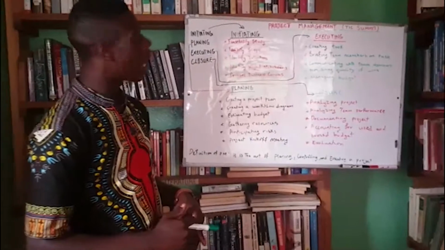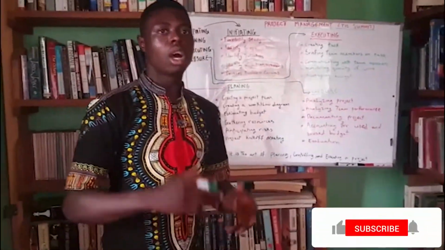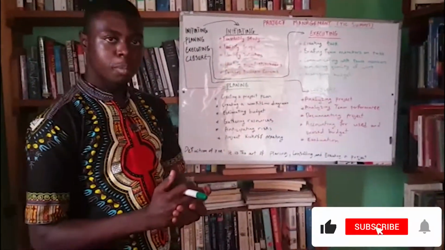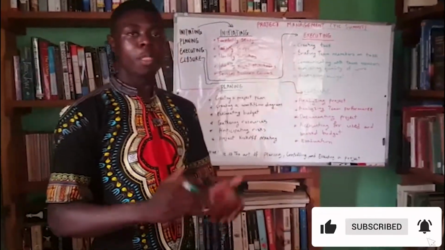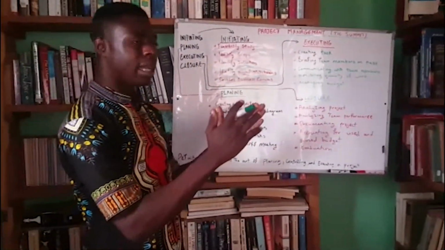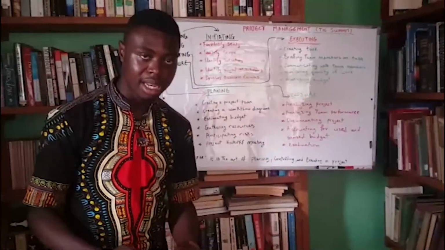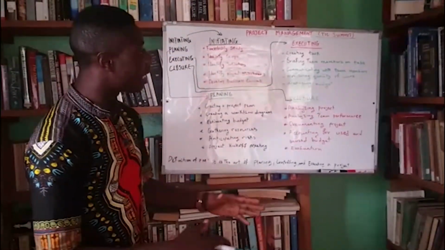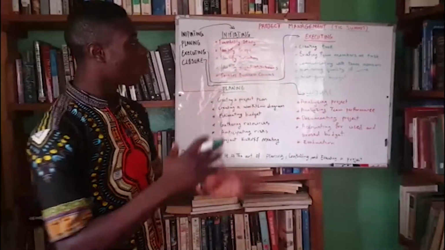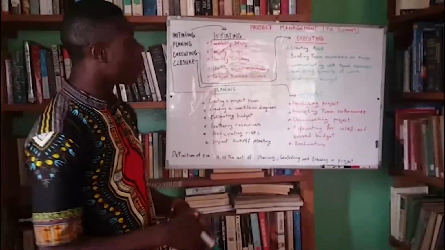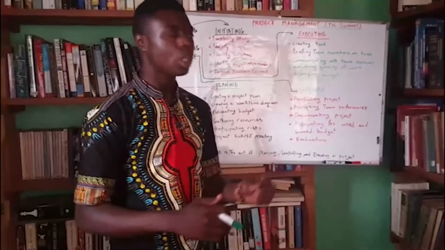Now we go under the executing step. Under the executing step, you have to create tasks. Maybe you are working on a hospital management software. You make sure that this person is taking the task of building the interface, the other person is taking the task of building the database, another person is taking the task of working on the back end. So you create different tasks. From creating the tasks, you brief team members on tasks.